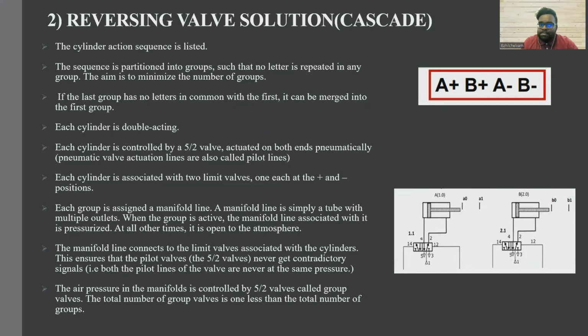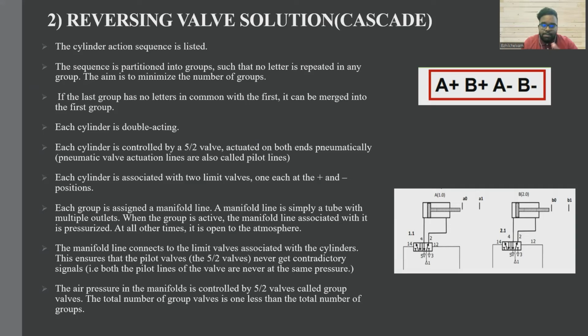First of all, we need to list the cylinder action sequence. Next, we need to partition into groups such that no letter is repeated in any group. The aim is to minimize the number of groups. The groups can be A+, B+, and A-, B-. If the last group has no letter in common with the first, it can be merged into the first group.